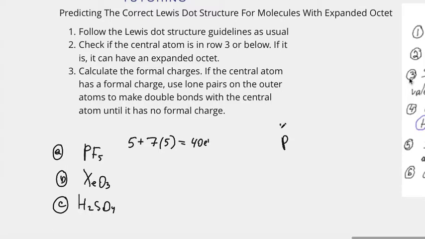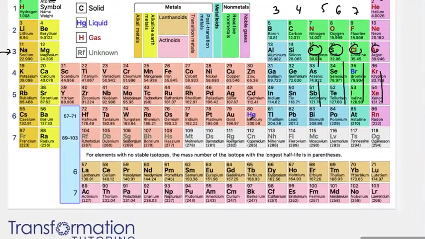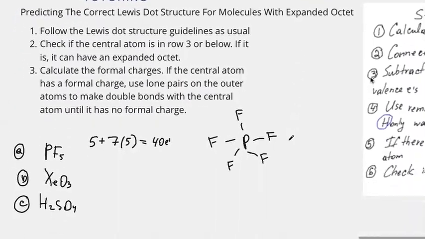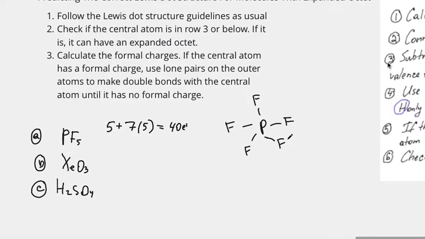I'm just going to connect phosphorus to fluorine. There are 5 fluorines, so I will connect my phosphorus to 5 fluorines. Already you notice that phosphorus has more than 8 electrons around itself. If you count, it has 1, 2, 3, 4, 5, 6, 7, 8, 9, 10. Can phosphorus have 10 electrons? Can it have an expanded octet? Well, we see phosphorus is in row 3 or period 3. So yes, it can. So this is an expanded octet example.